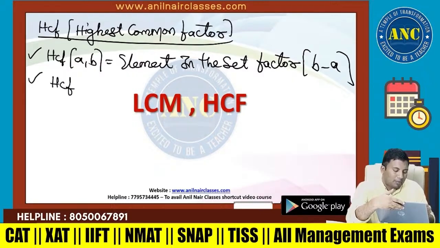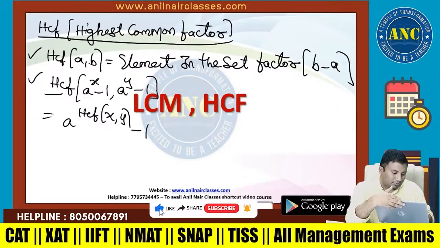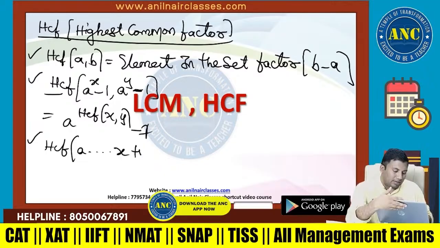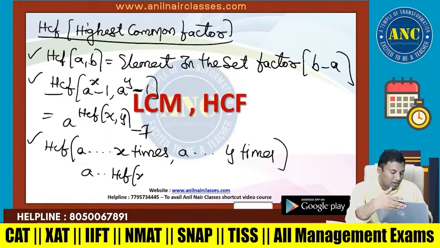highest common factor of A power x minus 1 and A power y minus 1 is A power HCF of x comma y minus 1. Third concept: HCF of A written x times and A written y times is nothing but A written HCF of x comma y times.